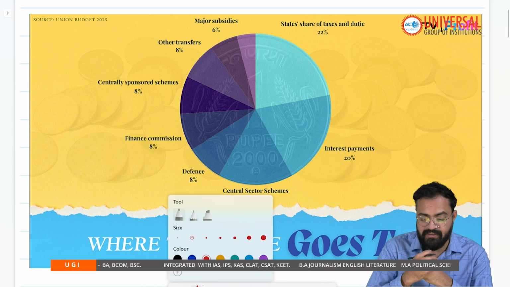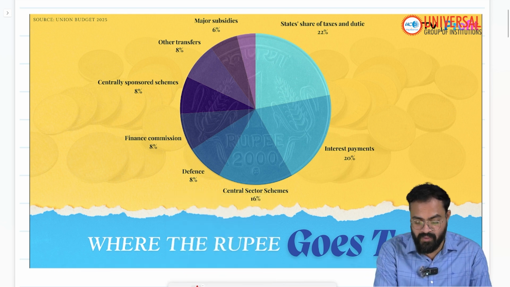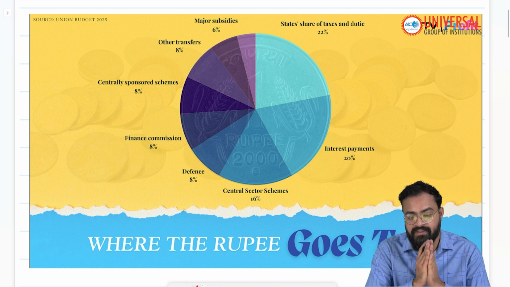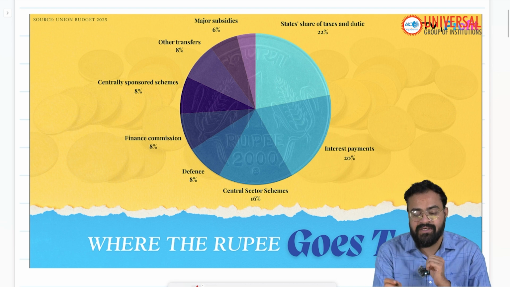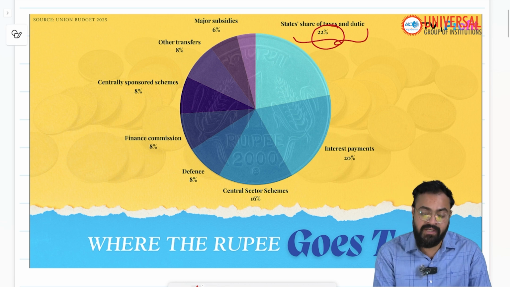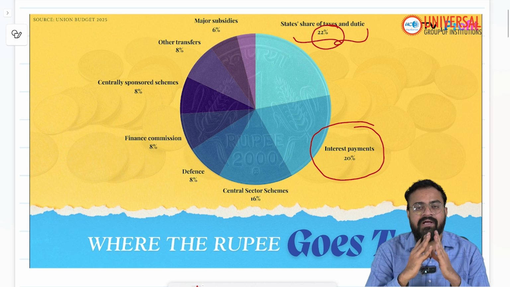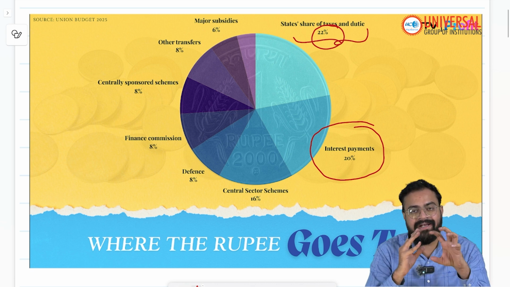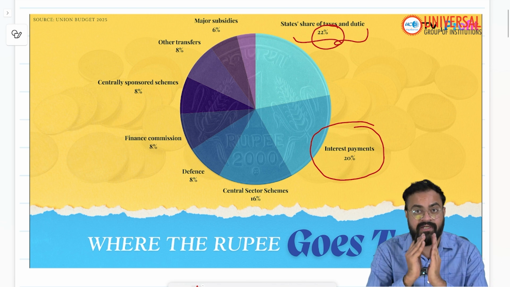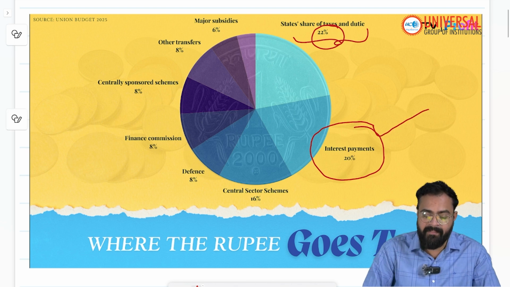Before we understand this, you need to remember where exactly the Union government's rupee is going. You can see very clearly the bulk of the money goes through the states' share of taxes and duties, that is 22%, and the important one happens to be the interest payments. This servicing of the debt entails a great economic cost on the Union government's exchequer, as 20 paise of the rupee is just going towards interest payment.